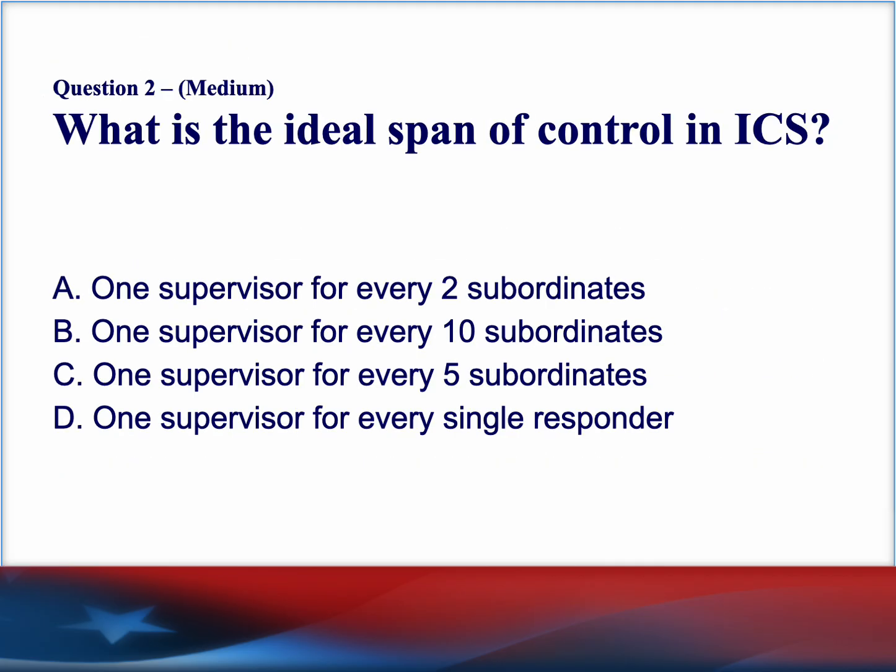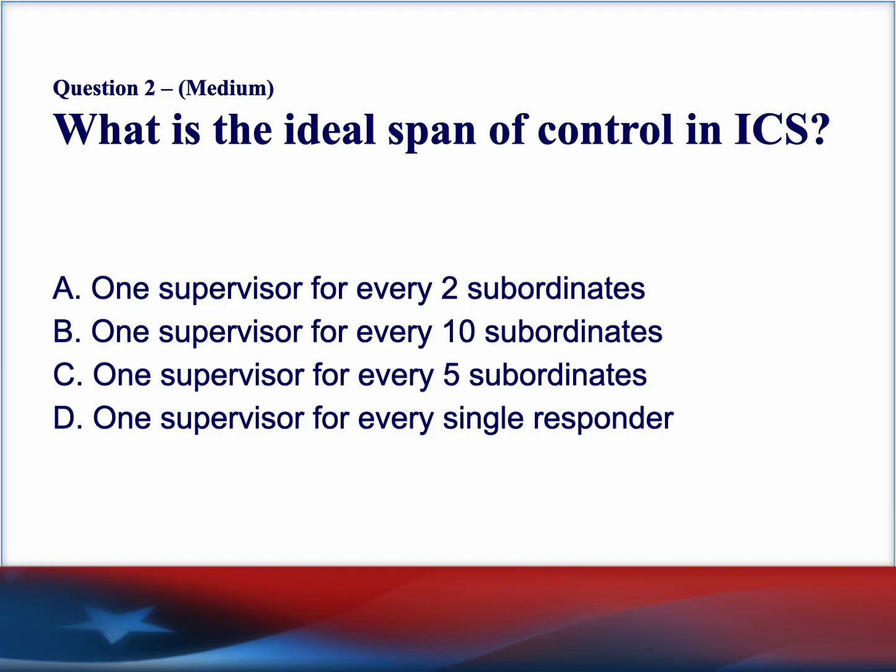Question 2. What is the ideal span of control in ICS? A, 1 supervisor for every 2 subordinates. B, 1 supervisor for every 10 subordinates. C, 1 supervisor for every 5 subordinates. Or D, 1 supervisor for every single responder.